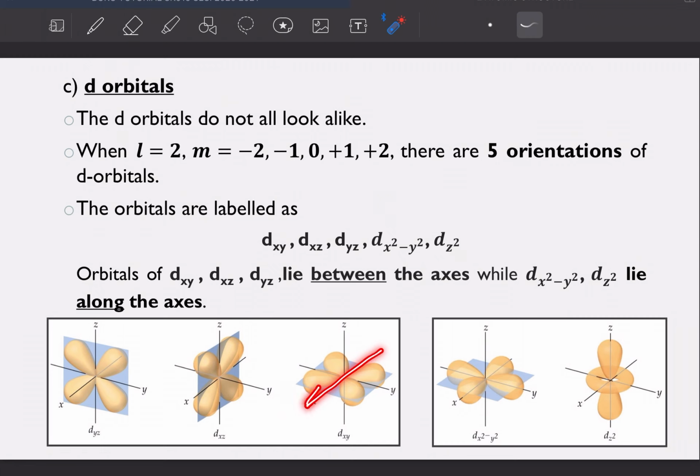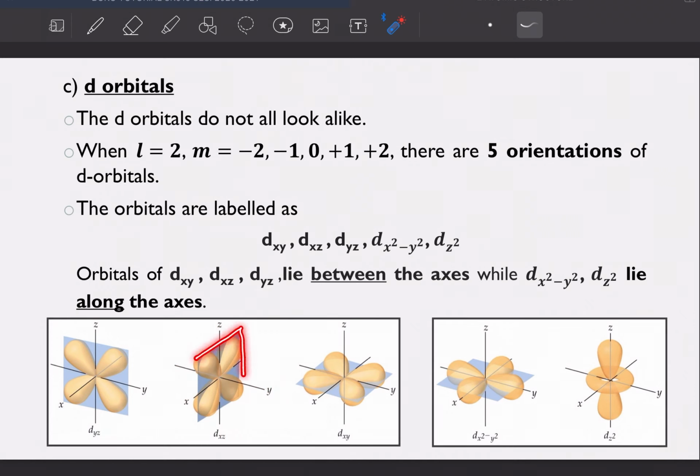So this is x and this is y. So you are going to draw it like this, between the axis. So you ignore the z axis, and only at the end you draw the z axis, like that. Okay, so it lies between. So for dxz, you draw x and z. Okay, it lies between. It does not touch the x and z axis, but it touches the y axis.